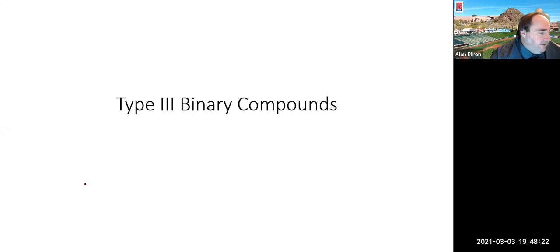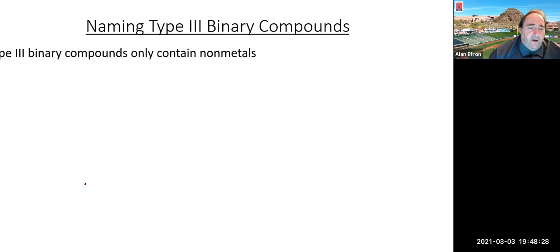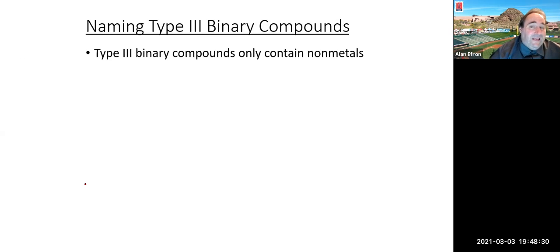So now we're going to talk about type 3 compounds. Type 3 compounds are a little bit different. Type 3 compounds are binary compounds that contain only nonmetals. So this is when we get two nonmetals together in type 3. As we talked about earlier today, that is a covalent compound. We actually have sharing of electrons happening here.